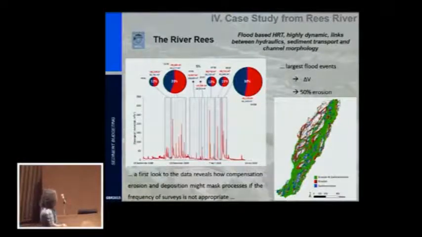That means that if we don't choose an appropriate temporal scale, we can miss some of these processes. So we are compensating, and that's quite important to take into account when you apply the morphological approach.